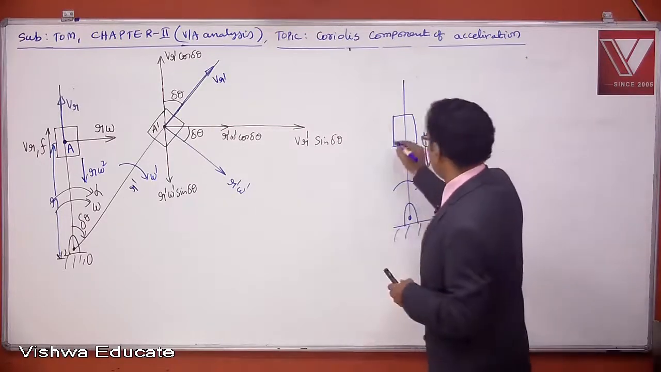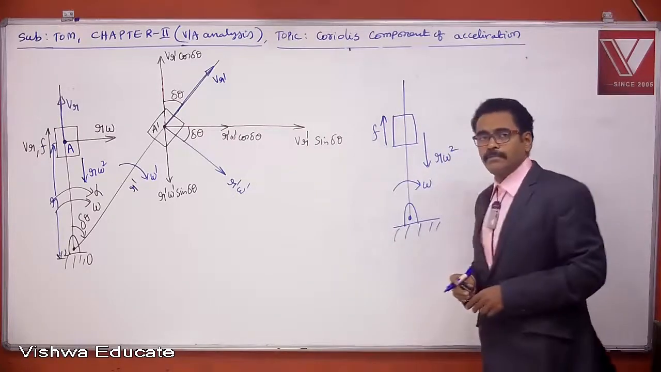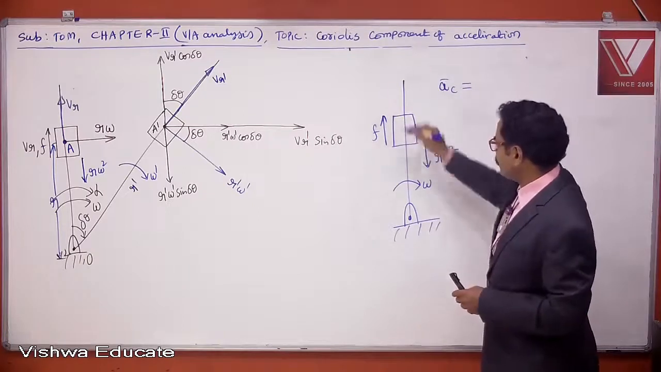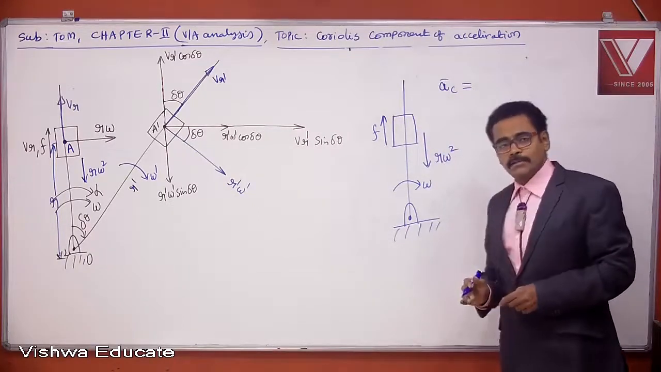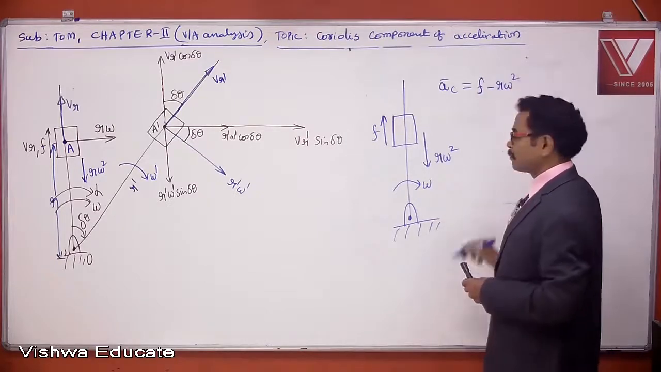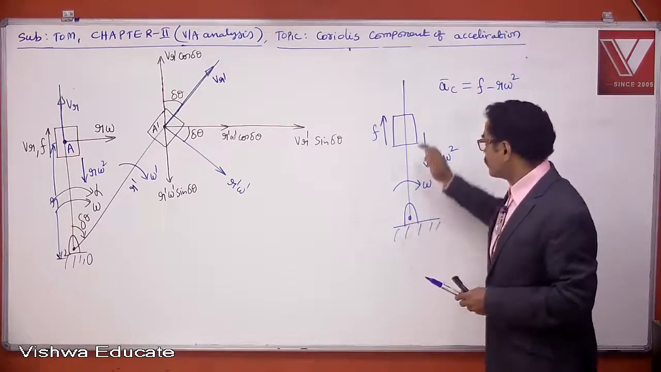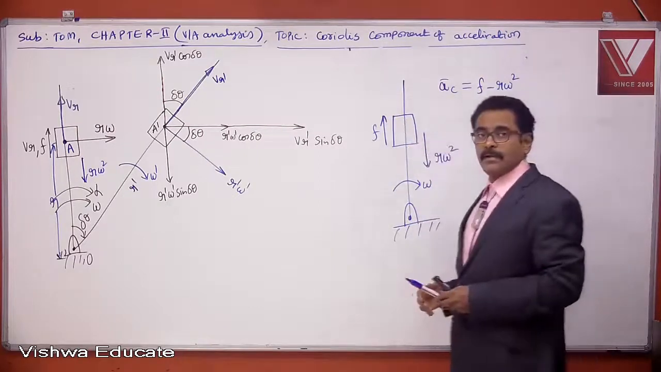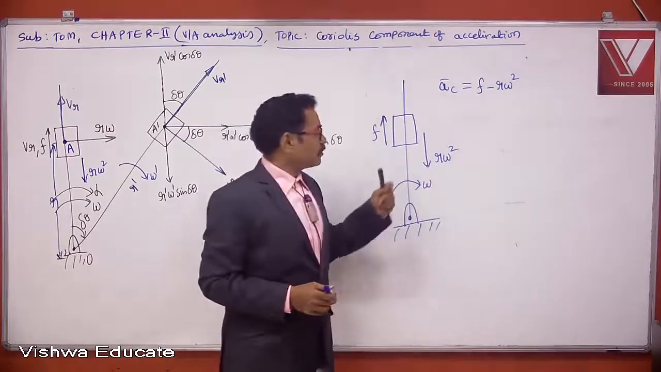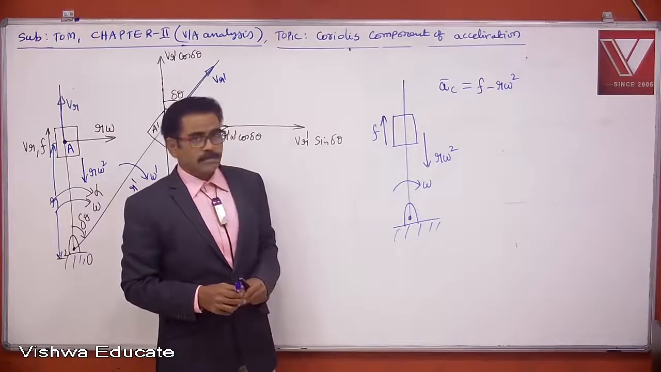Suppose radial acceleration is upward. What is the total centripetal acceleration? F is upward, centripetal acceleration is downward, so definitely it is F minus R omega square. R omega square is always acting towards center, but the slider is moving away from center. They are acting in opposite directions. That is why F minus R omega square. Okay, please copy. Then we do one more thing.